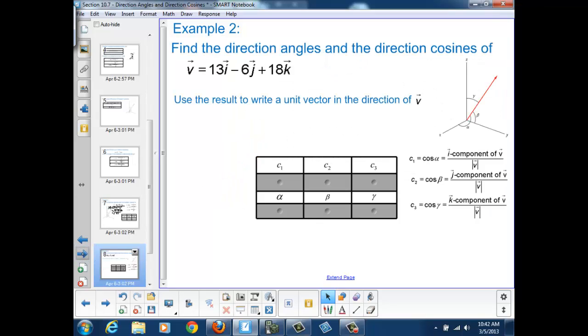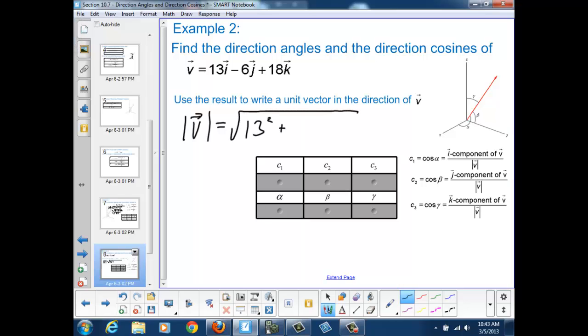Here's another question. First we want to find the direction angles and the direction cosines of this new vector, 13i minus 6j plus 18k. First thing we need to do again is determine the magnitude of V. The magnitude of V is the square root of the sum of the squares, so 13 squared plus negative 6 squared plus 18 squared.